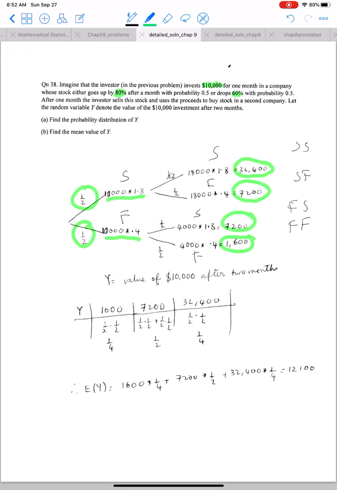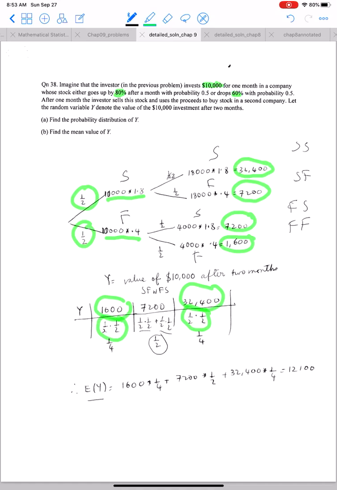So the probability of 1,600 is when it drops both times, which is 1/2 times 1/2. The probability of 32,400 is when it rises both times, so 1/2 times 1/2, and 7,200 happens when we have success failure or failure success, which is 1/2 times 1/2 plus 1/2 times 1/2, which is 1/2.